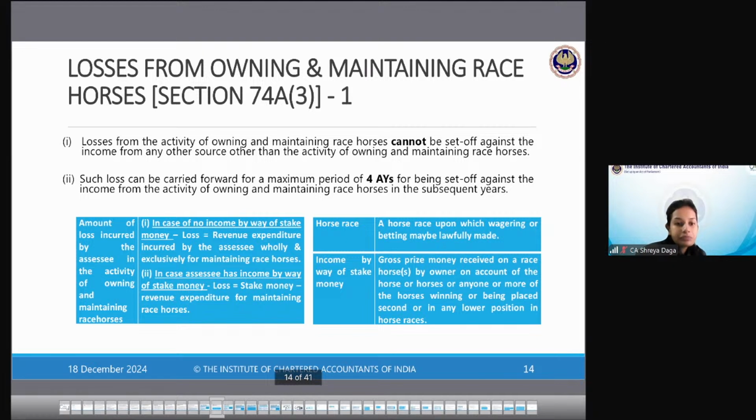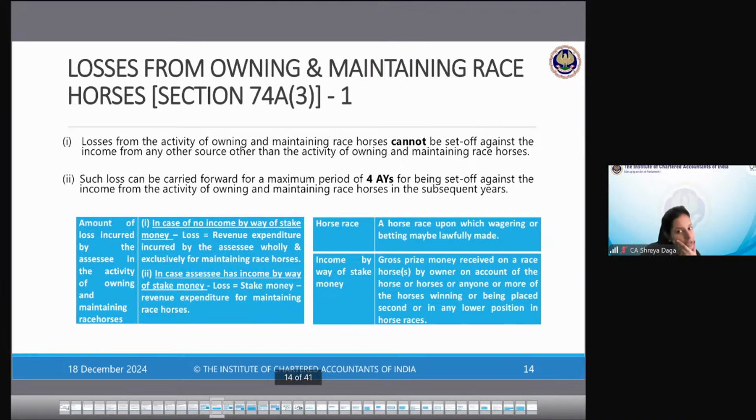And what is the amount of loss? In case you have earned any income by way of stake money, then the loss is all revenue expenditure you've incurred for maintaining the racehorse minus stake money, whatever is the excess expenditure, that is the loss. And in case you have not earned any income by way of stake money from the racehorse, then revenue expenditure incurred only and exclusively for maintaining the racehorse is the total loss.